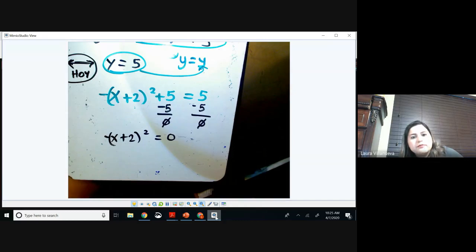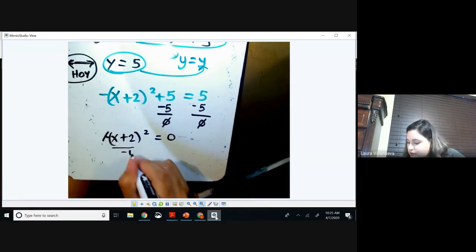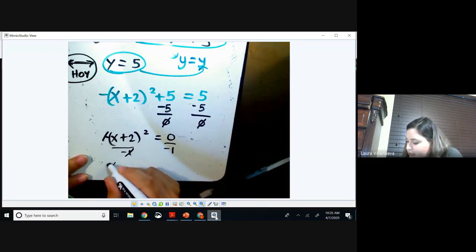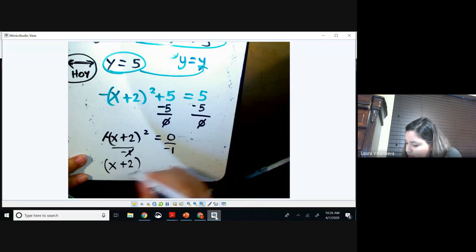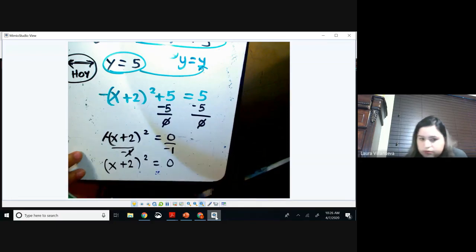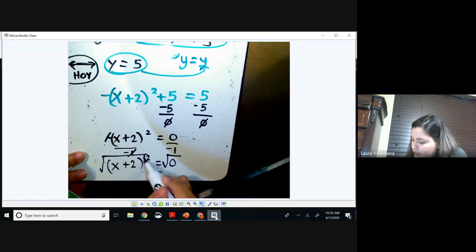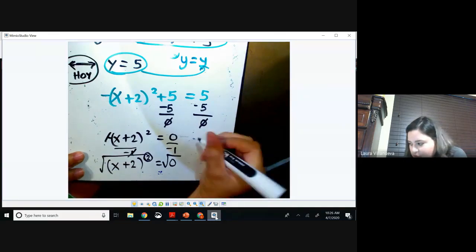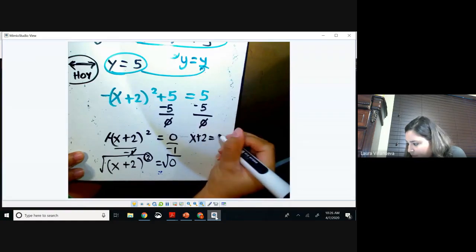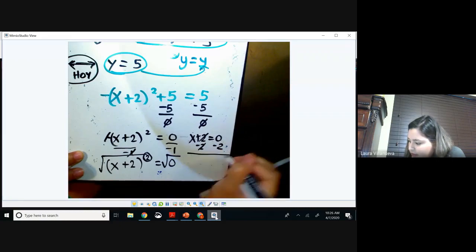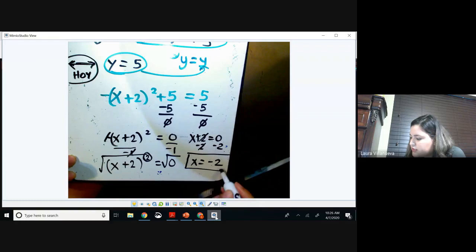And it's already 0. From there, you divide by negative 1. Divide by negative 1, it's still 0. So now I have (x plus 2) squared equals 0. Square root. To get rid of this one, remember it's square root. It's still 0. So then minus 2, minus 2. x is equal to negative 2. And that is your answer.